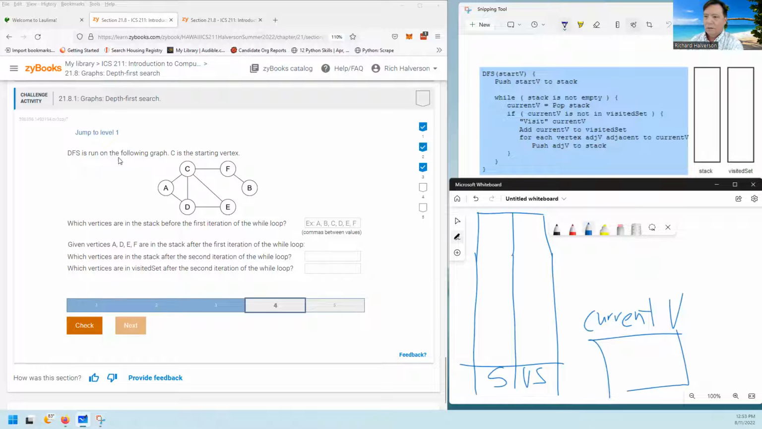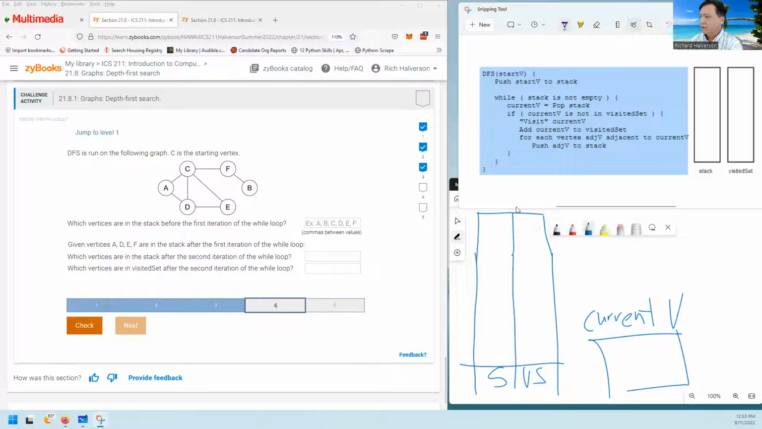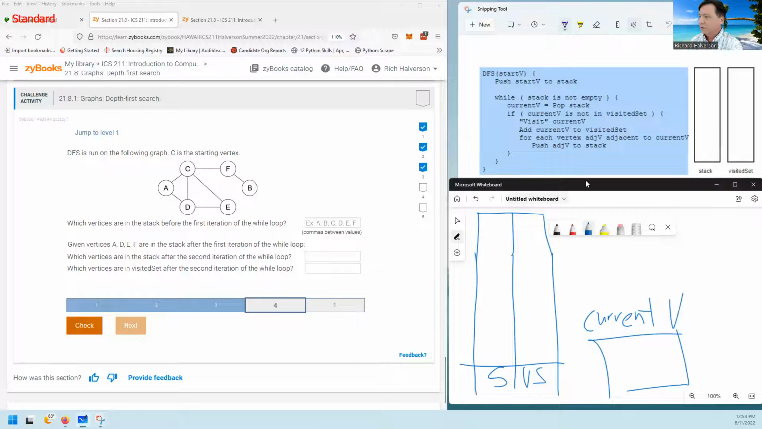Okay, C is the starting vertex. So that means up here, push C into the stack. I'll use red. C. Okay, so what vertices are in the stack before the first iteration of the while loop? Well, it's just C, I guess.